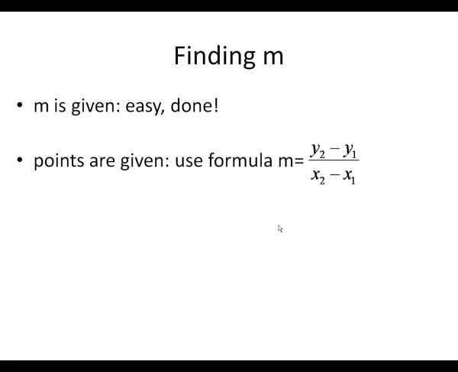So the very first thing we need to do is find the value of m, which is our slope. It's possible that m will be given, and if so, this step is really easy. It's already done for us. We could also be given 2 points on the line, and if we are not given m, the slope, but we are given 2 points, we would use our slope formula to calculate the slope ourselves, and that slope formula was m equals y2 minus y1 divided by x2 minus x1.